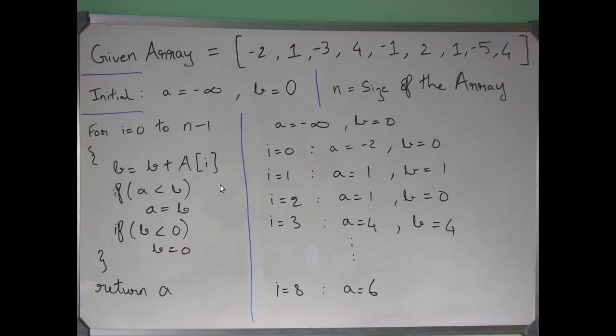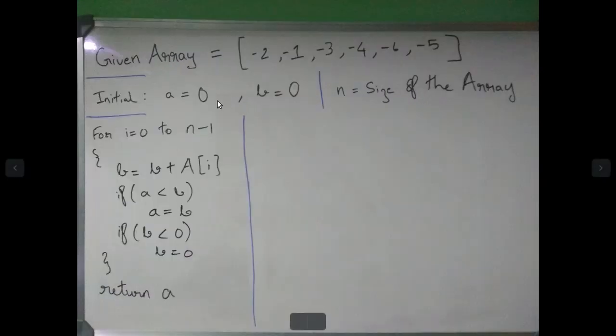One more very important thing is we have to ensure that a is not assigned to 0. a is always assigned the negative of the maximum possible number that an integer variable can hold. Why this is necessary is because, suppose we make the mistake of assigning a equal to 0 and we have an array where all the numbers are negative, let's say minus 2, minus 1, minus 3, minus 4, minus 5, minus 6, minus 5. If you take a equal to 0, initially b is 0, so b plus a of 0 will be b equal to minus 2. Now is a less than minus 2? No. So a will continue to remain 0 throughout the iteration.